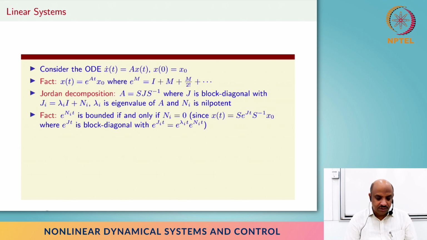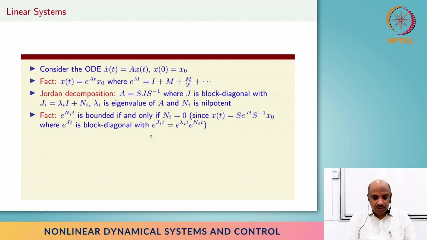And the nice thing, as we went through some of these details earlier, is that the exponential of any of these blocks times time is going to be the scalar e to the power lambda_i t times e to the power N_i t, where N is the nilpotent matrix, right? What is a nilpotent matrix? When you raise this nilpotent matrix to some power, square, cube or something, at some point it becomes 0, right? And of course, if N_i to the power 1 itself is 0, then that's a 0 matrix, right?